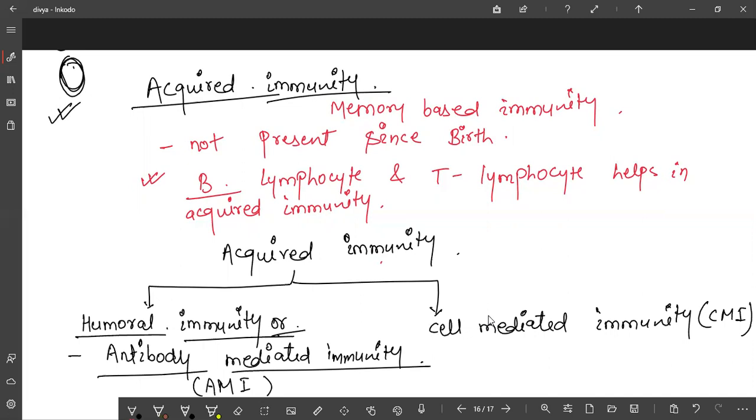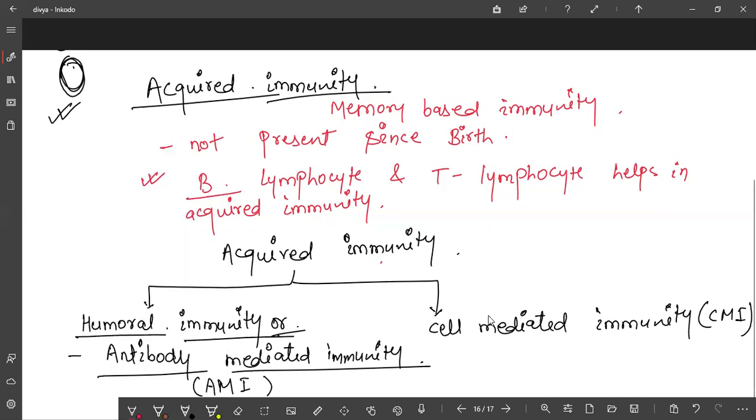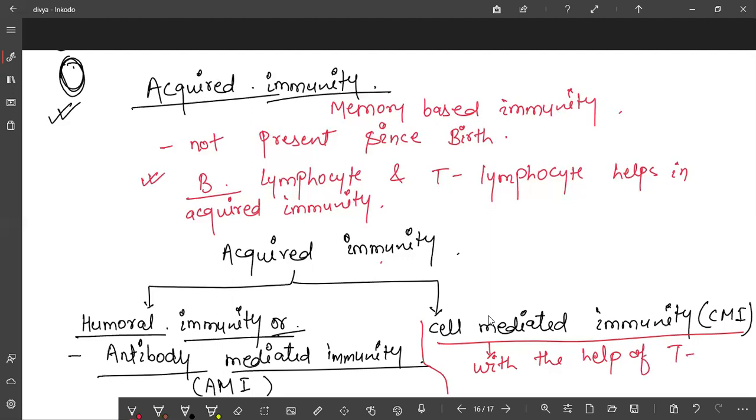So what are the two types of acquired immunity? Humoral immunity and cell mediated immunity. Good. Humoral immunity is also known as antibody mediated immunity, AMI. And cell mediated immunity will be with the help of T lymphocyte.